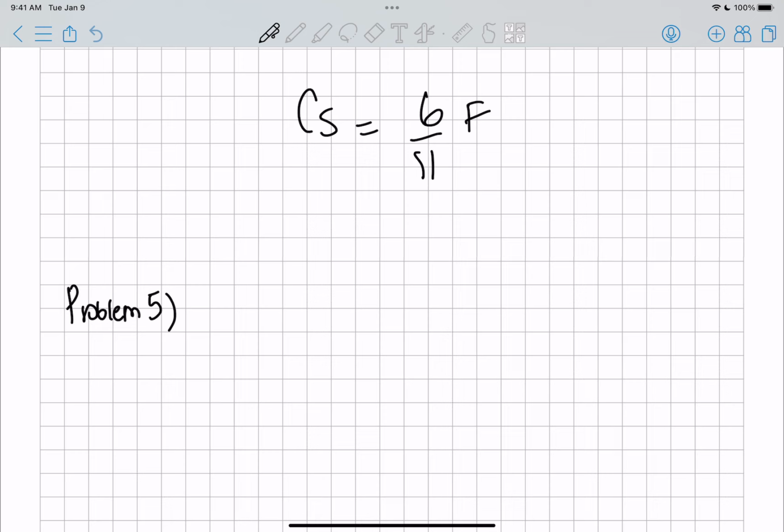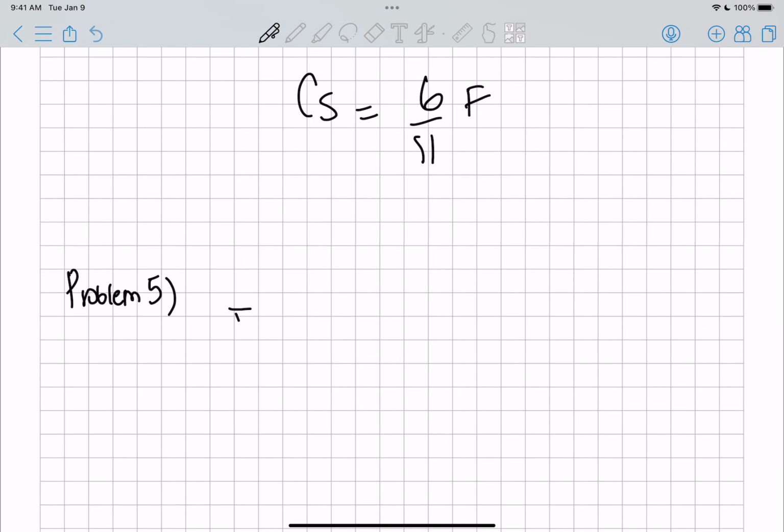Problem 5, ion current. It says calcium ions each carrying a charge of plus 2e, right? e would be the charge of an electron, or a proton for that matter. In this case, it's a proton, or a positive charge essentially, because it's positive there. So flow through an ion channel, calculate the current through the ion channel if 120 ions pass through it in 50 milliseconds, right? So it wants us to calculate the current.